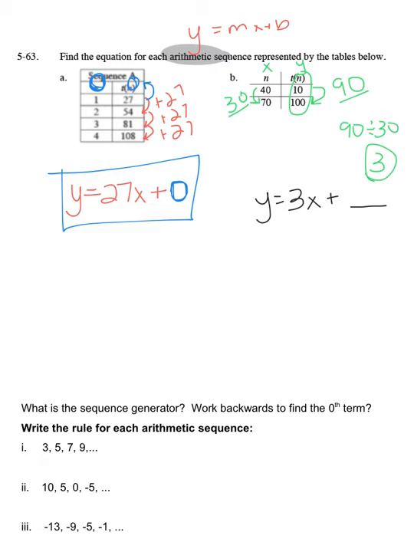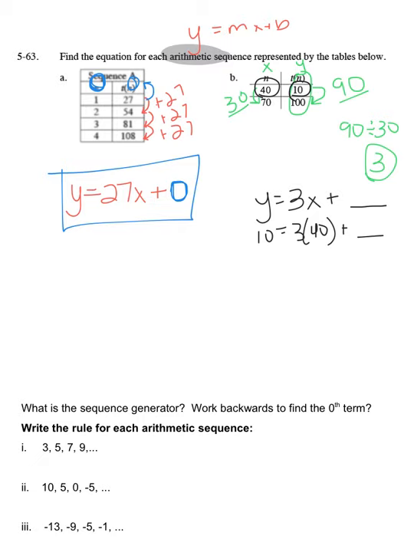And now we could work backwards in our table. We know that if we go backwards every single spot, it goes backwards by 3. Or we could just use these points as like an x and a y and plug them into our equation to find this missing number. So if the x was a 40, the y coordinate was a 10.